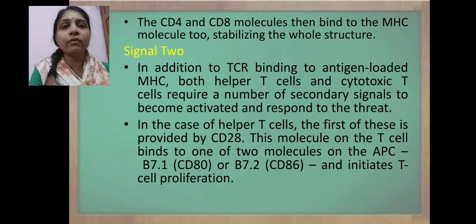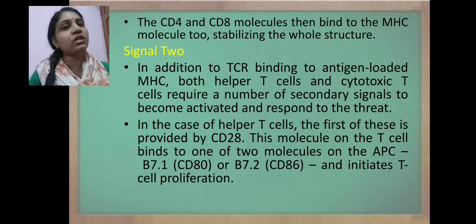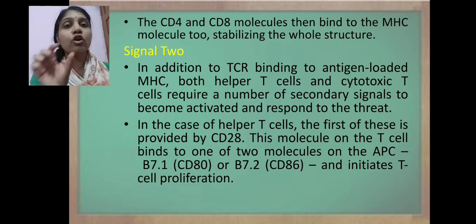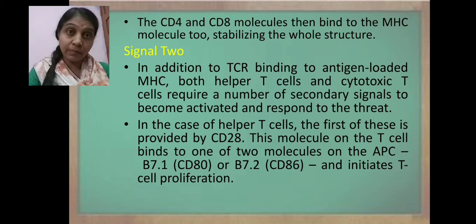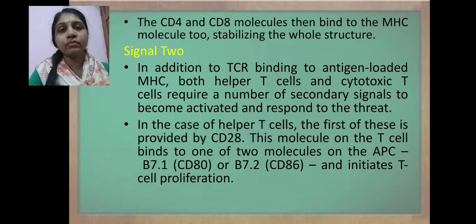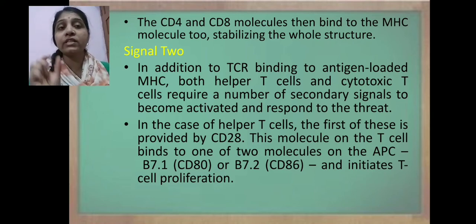This means that even the interaction between the T cell receptor and the MHC peptide present on the surface of the antigen presenting cell is not sufficient for the complete activation of the T lymphocytic cell. For that purpose, there is again a requirement for co-stimulatory signals. In addition to this TCR binding to the antigen loaded MHC, both the T helper cells and the cytotoxic T cells require the secondary signals which initiate the complete activation of the T lymphocytic cells.